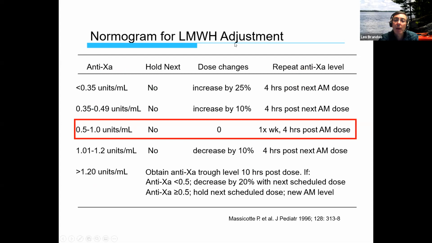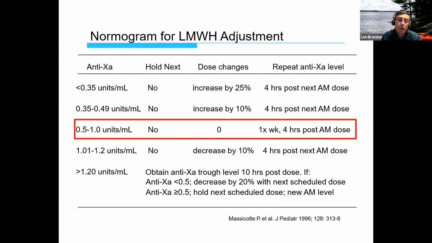This is the nomogram for low molecular weight heparin adjustment. Please pay attention that I removed, as I just said, the APTT, and we're aiming for the range shown in your slide. This is available online. It was published since the late 90s. Again, higher levels mean that you have to decrease the dose.